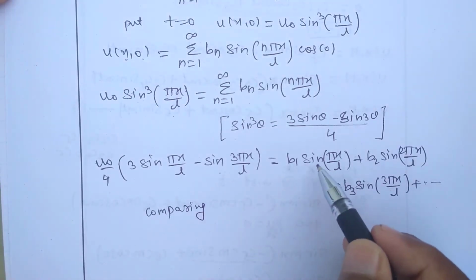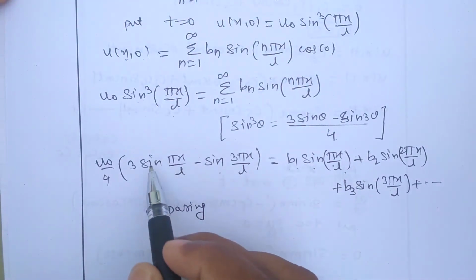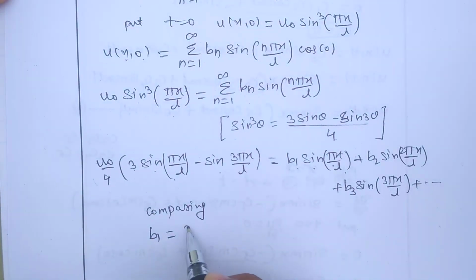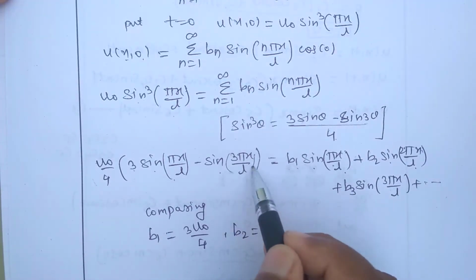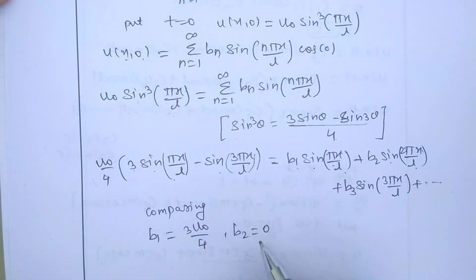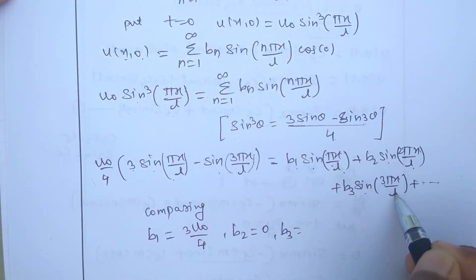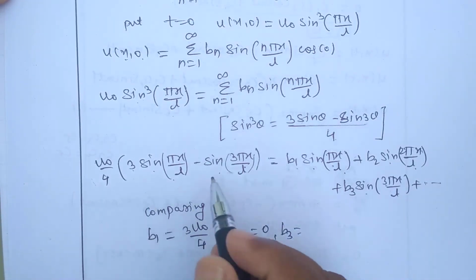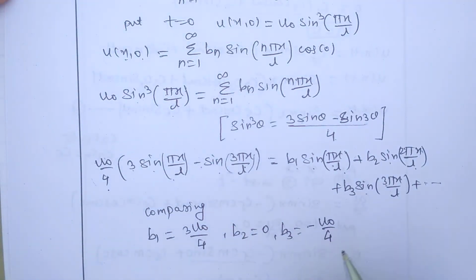What is the coefficient of sin pi x by L here? In the right hand side it is b1. So b1 is equal to the coefficient of sin pi x by L in the left hand side, which is 3 into u0 by 4, so 3 u0 by 4. Then b2 is the coefficient of sin 2 pi x by L, but that term is absent in the left hand side. That means the coefficient b2 is 0. Then b3 is the coefficient of sin 3 pi x by L. In the left hand side, the coefficient of sin 3 pi x by L is minus 1 into u0 by 4, that is minus u0 by 4.